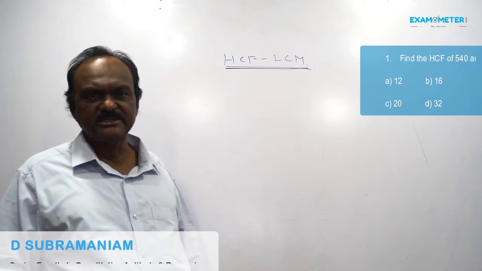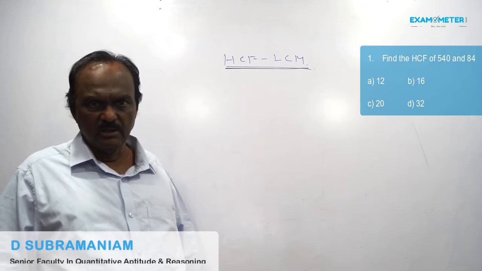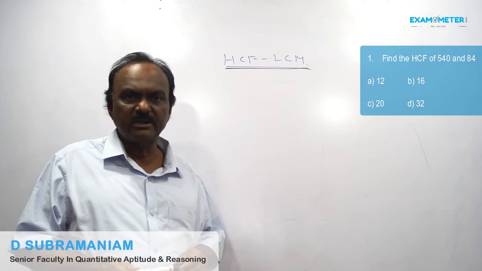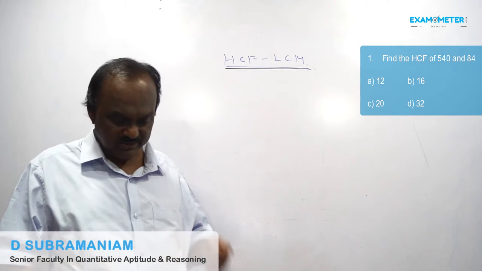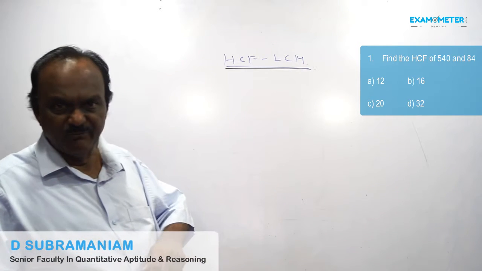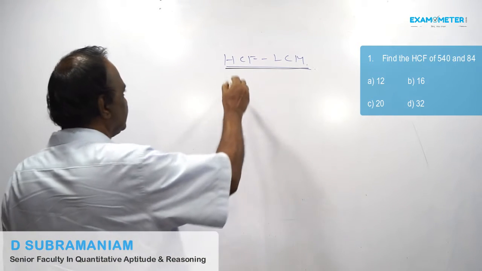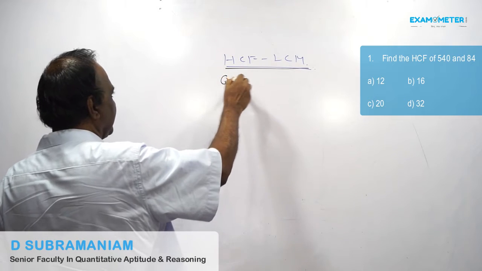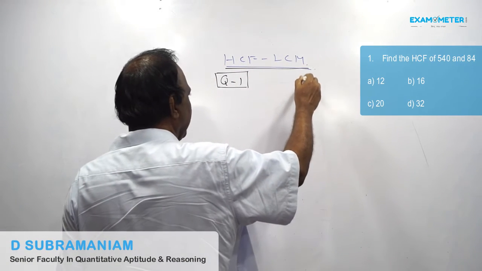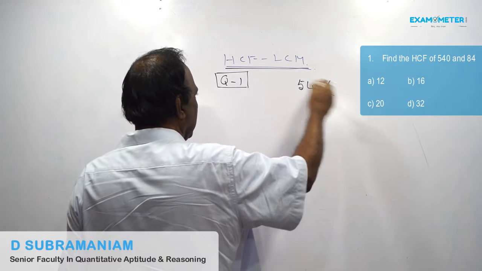Next chapter, HCF LCM. This basics we have already covered. So directly we start with the problem. Find the HCF of 540 and 84.